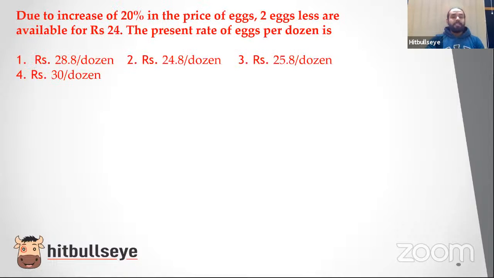Due to increase of 20% in the price of eggs, 2 eggs less are available for rupees 24. The present rate of eggs per dozen is 28.8 per dozen, 24.8 per dozen, 25.8 per dozen, or 30 rupees per dozen. Okay. Try this question and I'll be back soon.